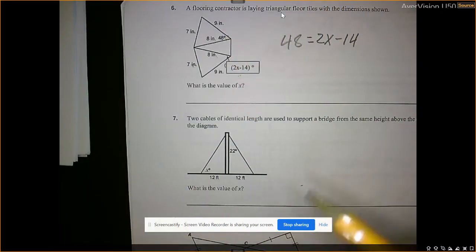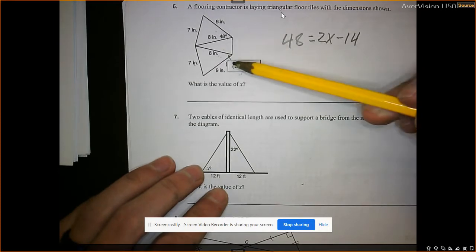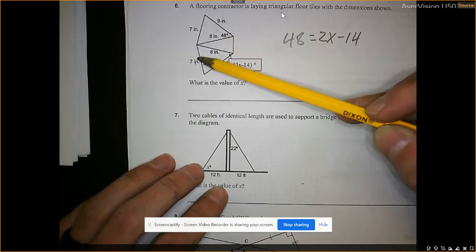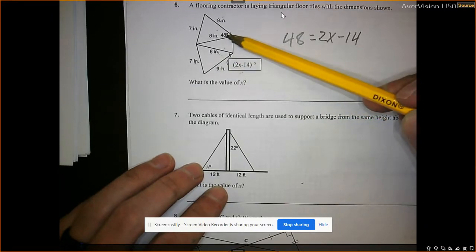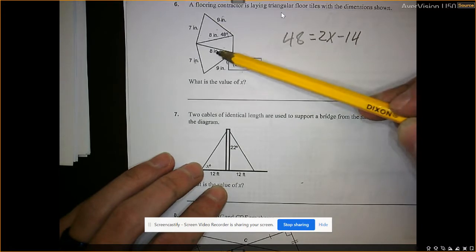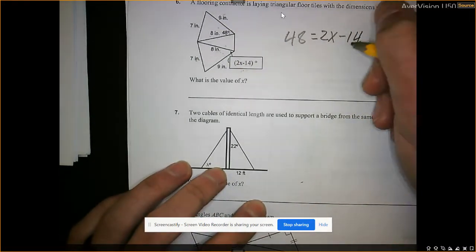We need to know that, if this is tiling, then the triangles have to be congruent. Plus they are, because they have the same side lengths, 7, 8, 9, 7, 8, 9. 48 is between 8 and 9 here. 2x minus 14 is between our sides of 8 and 9 here. So that's how I know those two go together. Set them equal to each other.